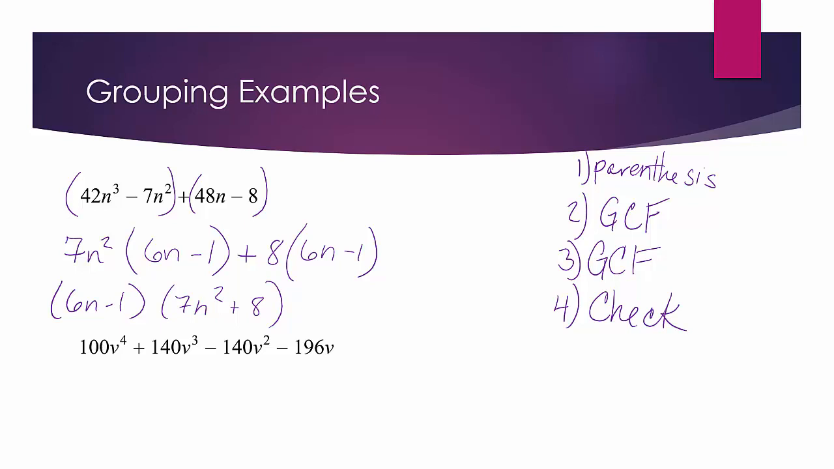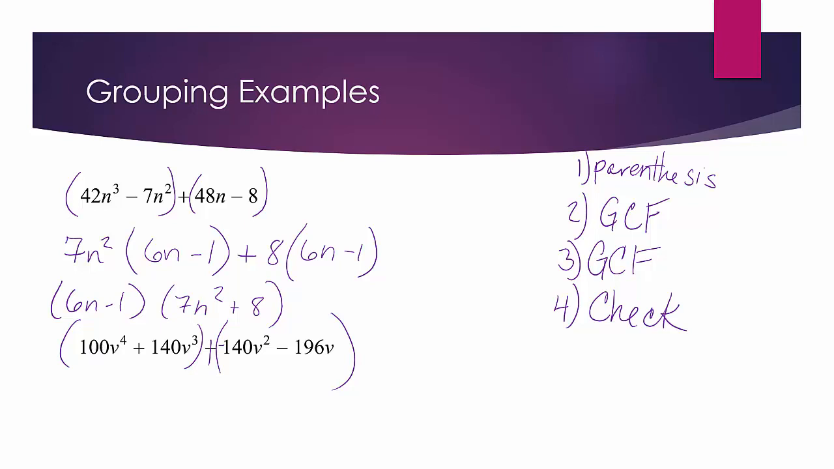So let's look at 104v plus 140v to the third minus 140v squared minus 196v. Now you may notice that there is a GCF in here already. It is going to be easier for us to just do this first. Now what I'm going to do is change this to a plus sign, and I'm going to migrate that minus sign in front of the 140.